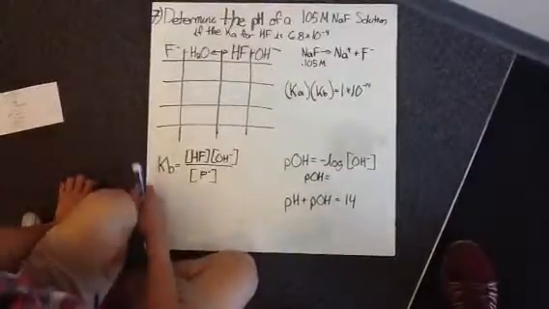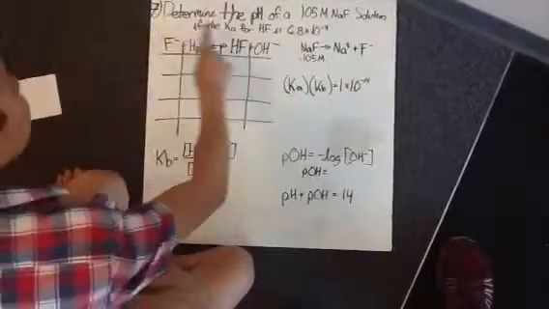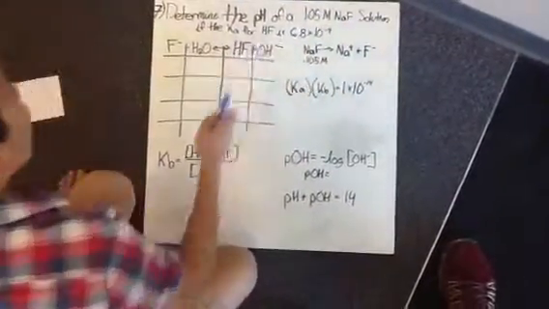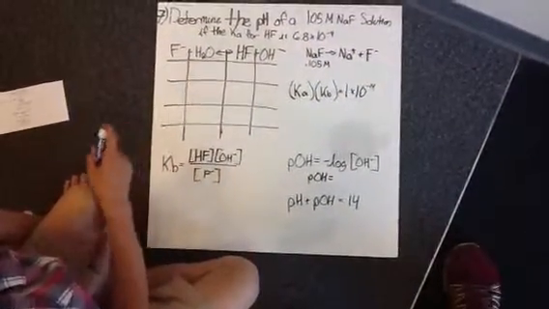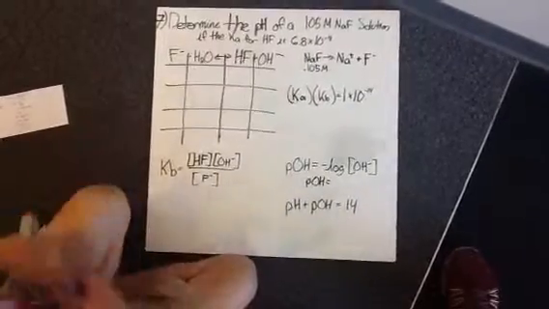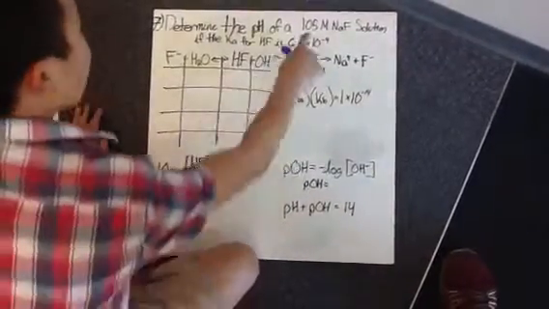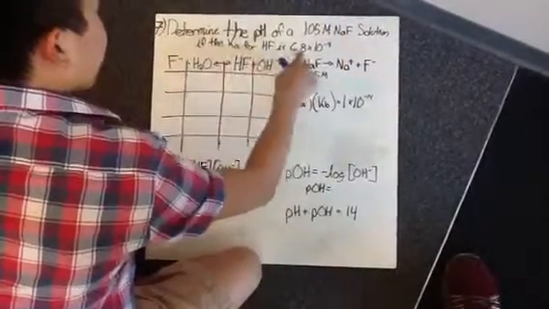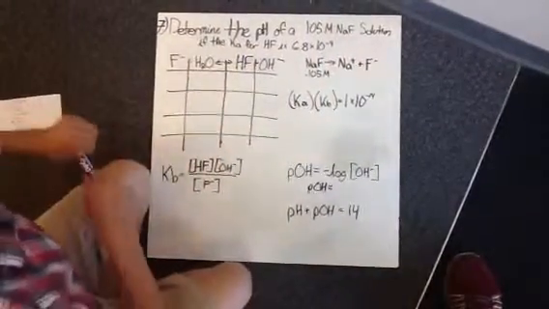So this is question 7, and it's asking, determine the pH of a 0.105 molar NaF solution if the Ka for HF is 6.8 times 10 to the negative 4. So we have two givens, which is a molar of NaF and the Ka for HF, which is the acid.